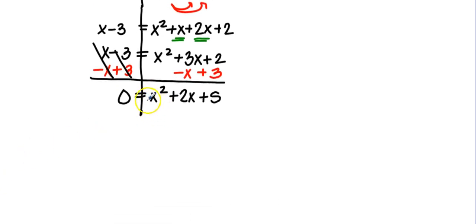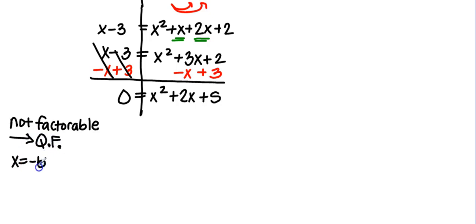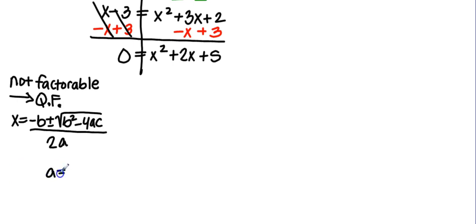Looking to see here that a is 1. So are there factors of 5 that add to 2? And the answer is definitely no, because the only factors of 5 are 1 and 5. So when it's not factorable, it does not mean that answers do not exist. It does mean we will need to use the quadratic formula. So here, a will be 1, b will be 2, and c will be 5, pulling the coefficients.